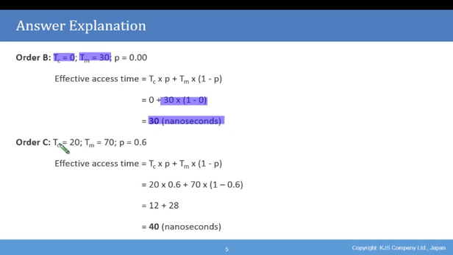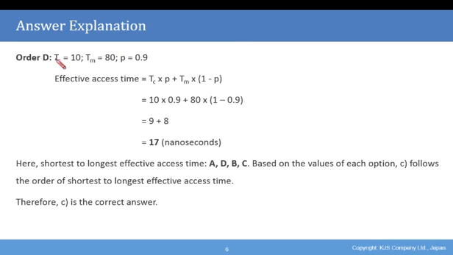In order C, we have now a cache access time. Our cache access time is 20 nanoseconds. Our main memory access time is 70 nanoseconds, and the probability of a data being stored in the cache is 0.6. We then use the formula from the previous slide, which we also derived, and this is equal to 20 times 0.6 plus 70 times 1 minus 0.6. And this works out to be 40 nanoseconds. So you can see that this is greater than the cache access time and also less than the main memory time. This is a condition that is always a good check when calculating the effective access time.